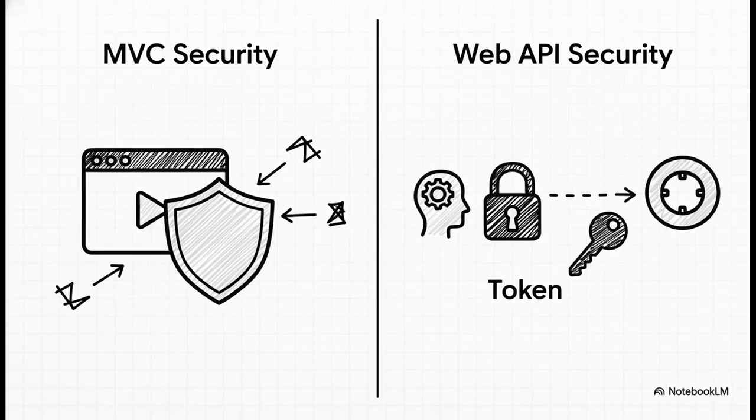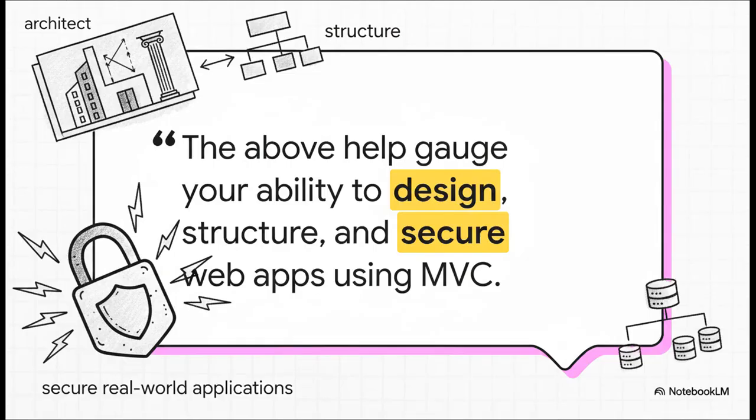Let's be clear, security is not an afterthought. It's job number one. If you're building MVC apps, you have got to know how to defend against things like cross-site scripting and cross-site request forgery. And for your web APIs, the game is all about authentication. You'll need to talk intelligently about things like JSON Web Tokens, or JWTs, and OAuth to prove who is allowed to access your data. And this quote really nails why they ask these questions. It's not about checking if you know a specific function name. They want to see if you can think like an architect. Can you design, structure, and, most importantly, secure a real application from the ground up?